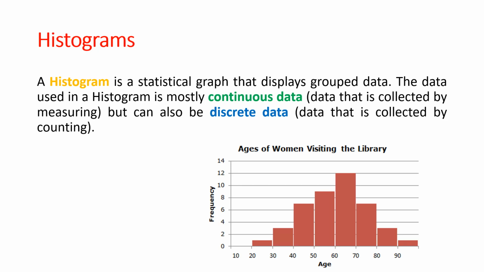Okay, histograms. Well, these are graphs that look like bar graphs, but they're different. They basically display grouped data. The data used in a histogram is mostly continuous. Continuous data is collected by measuring something. But they can also be discrete data, like the bar graph, and that's data that's collected by counting.